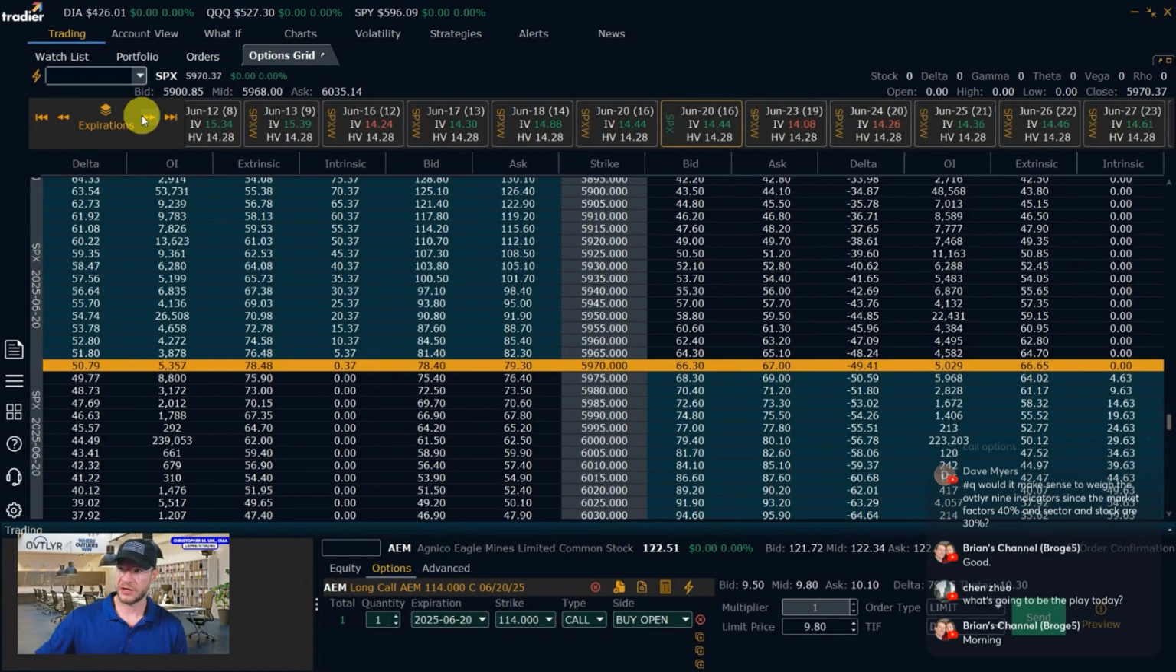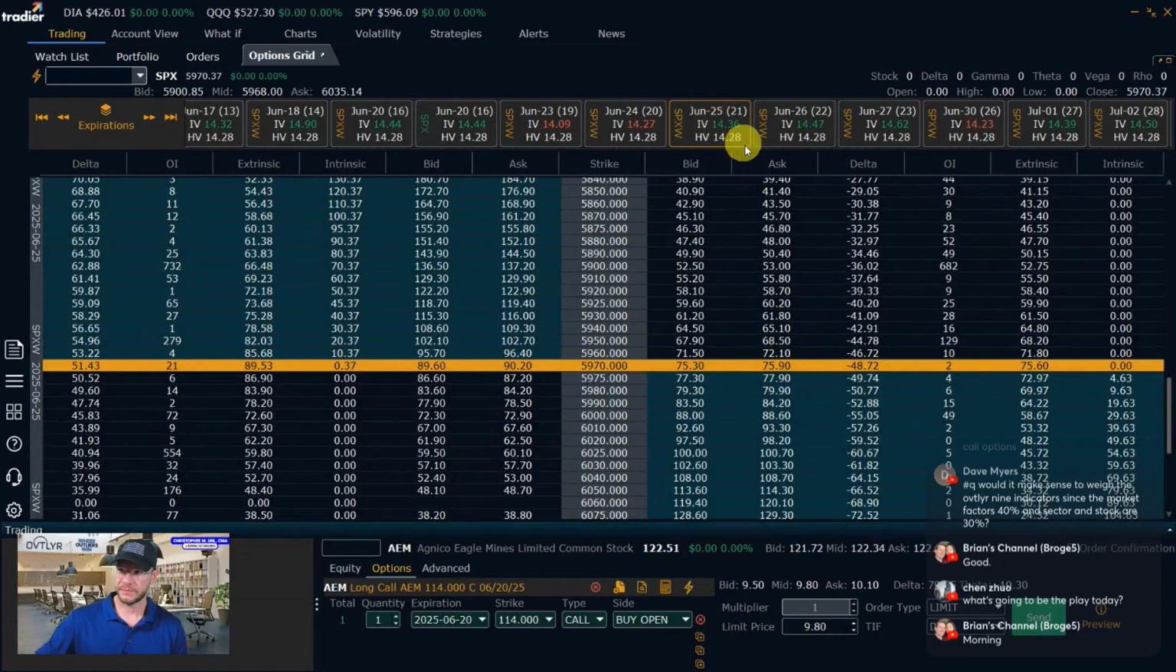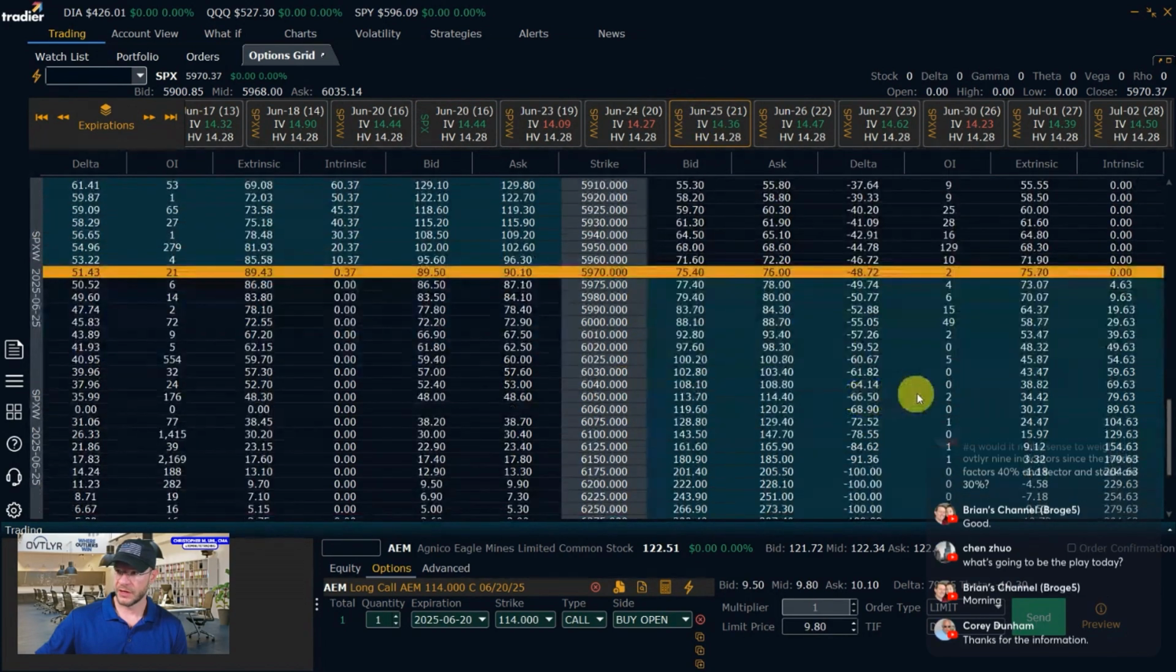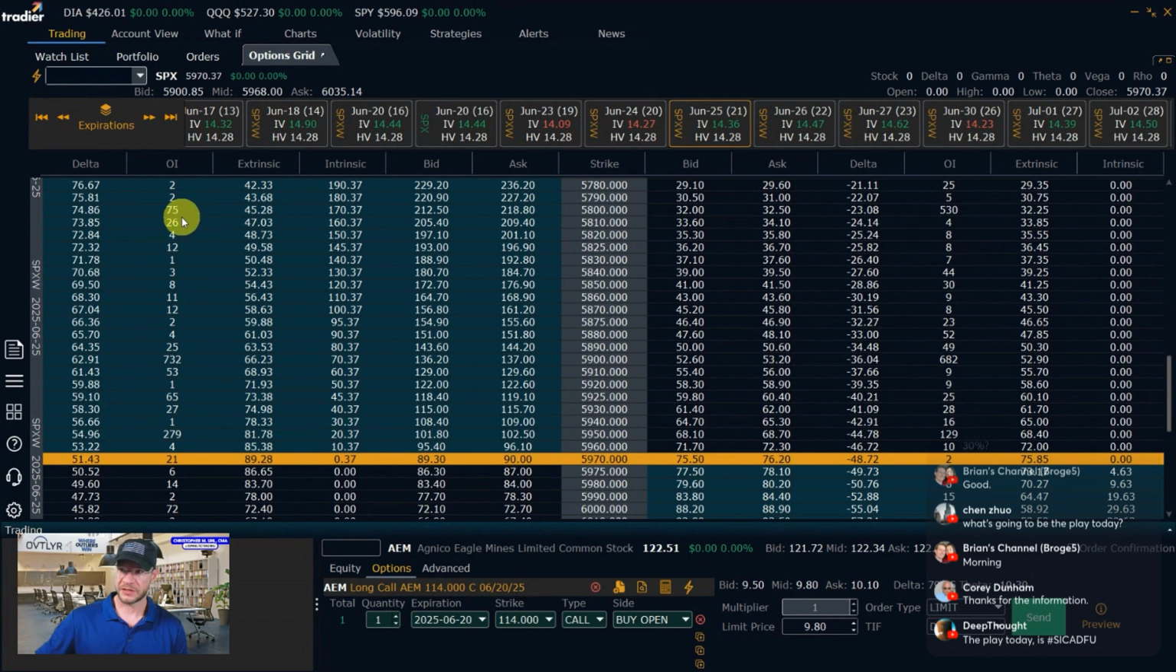There's so many expirations on SPX. It's like almost every day. June 25th right here. That's 21 days from now. Open interest is really low on the puts. Really low on the puts right here. But if you look on the calls, I mean, it's not super high, but it is a little bit higher.